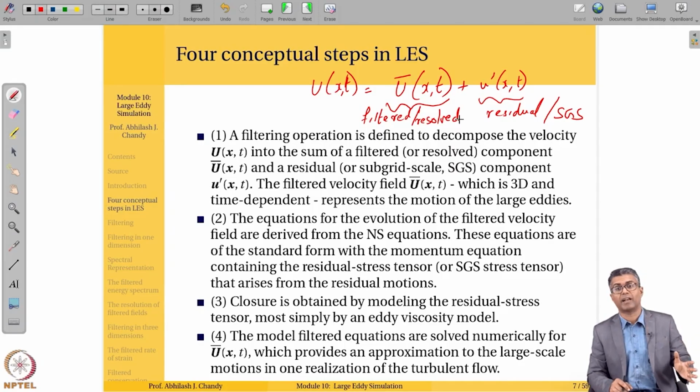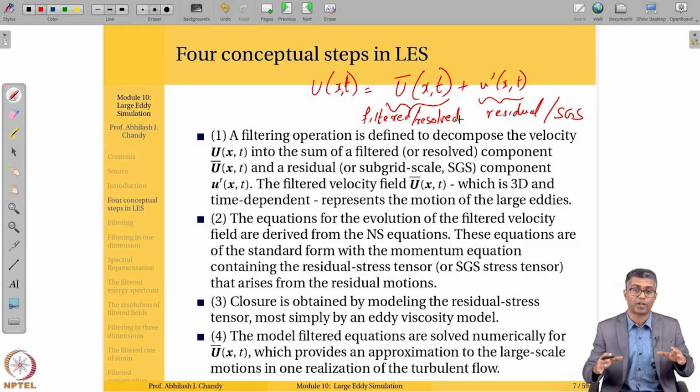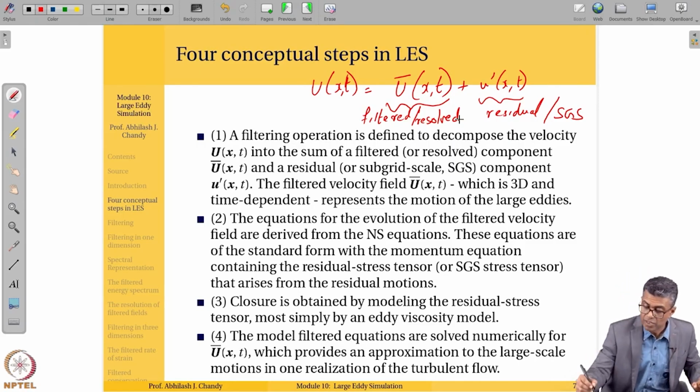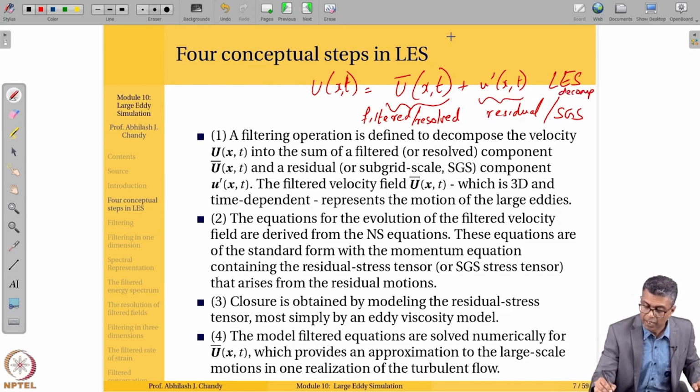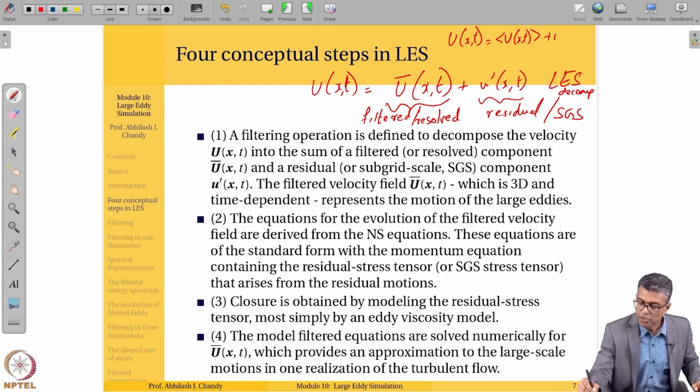So it looks exactly like the Reynolds decomposition, isn't it? Except the variables have different meanings now. In the Reynolds decomposition, it was with respect to time. We use the angle bracket to represent a time average. So this is the LES decomposition. The Reynolds decomposition looked like this: u of x,t is the average u of x,t plus small u of x,t.